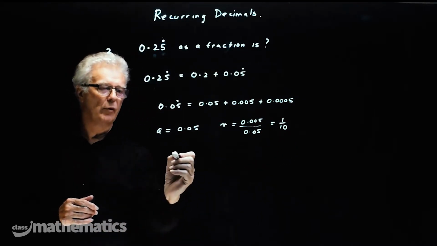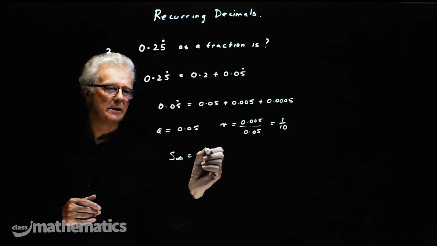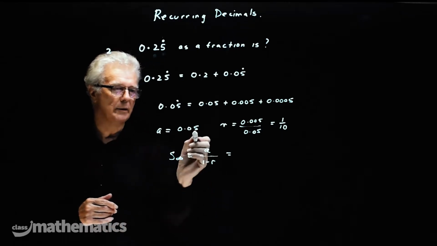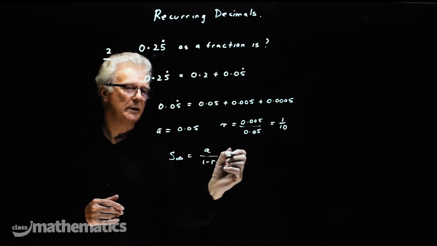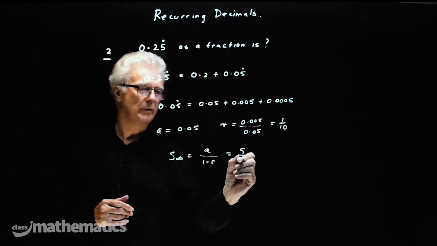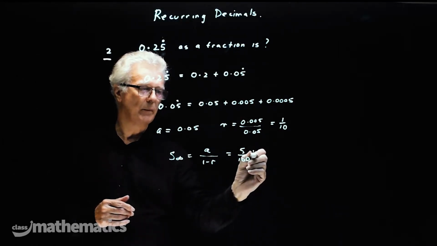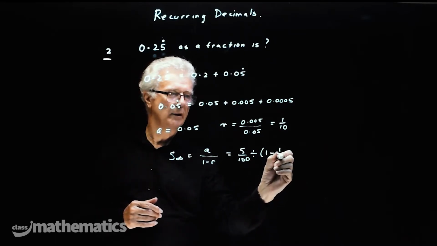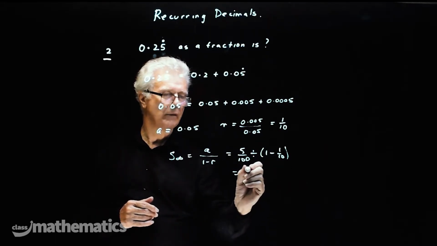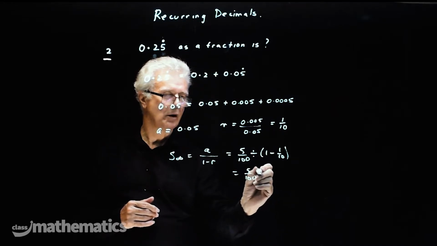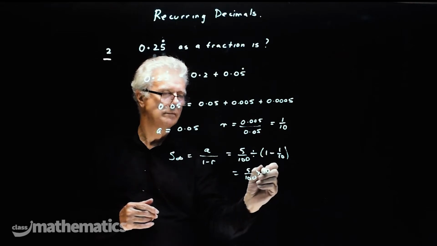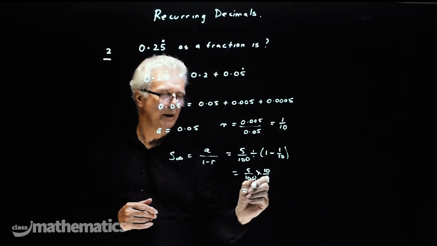Okay, so limiting sum formula, S infinity equals A over 1 minus R, and A is equal to this. Now that's 5 over 100, isn't it? So it's 5 over 100 divided by, now this will be 1 minus 1/10, which is 5 over 100 times, invert and multiply, that's 10 over 9. And that gives me, these go out, you get 5 over 90.